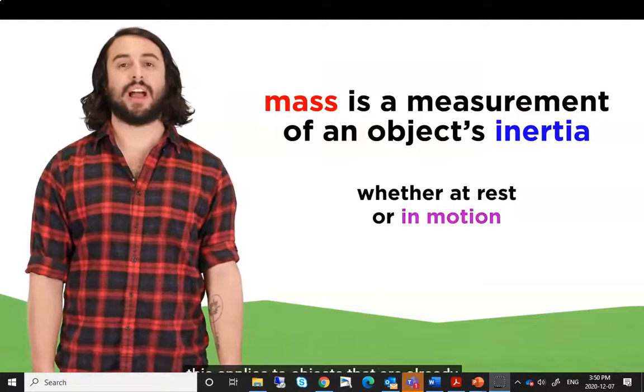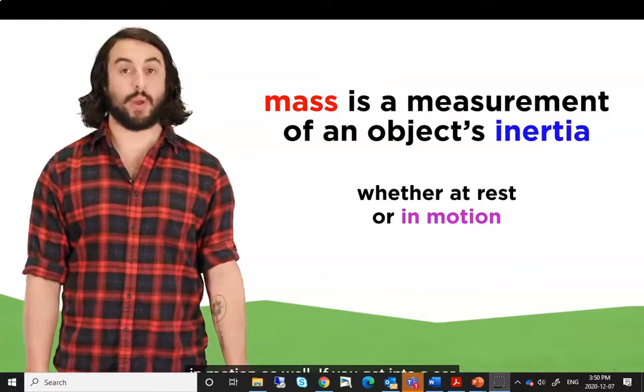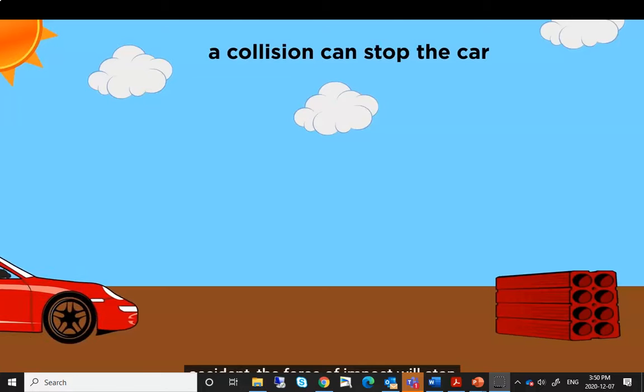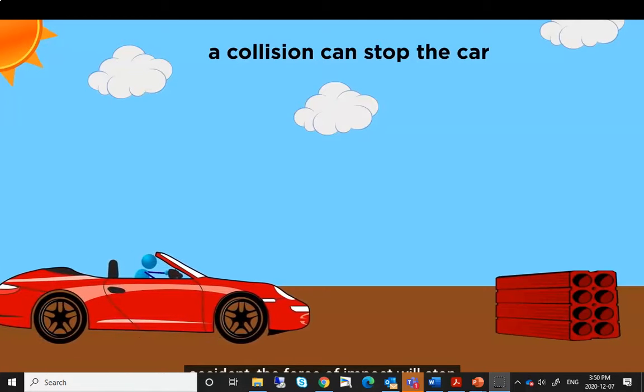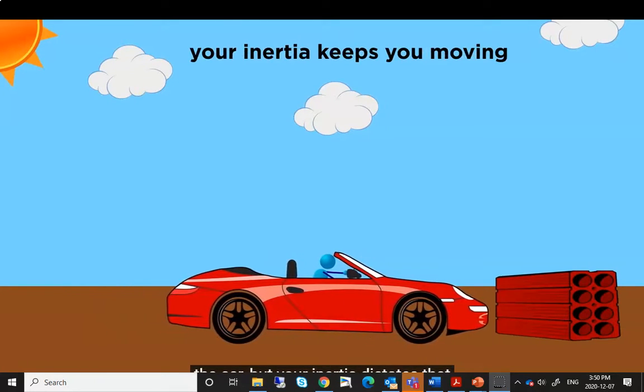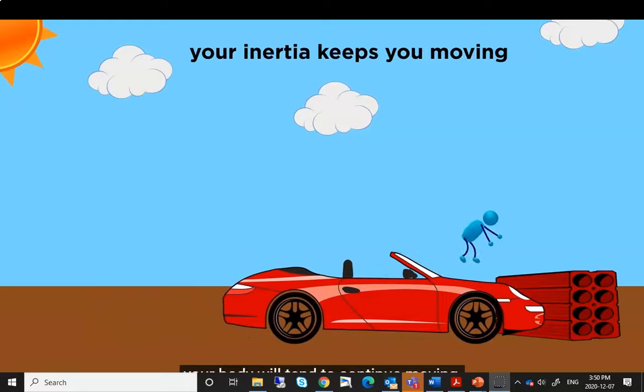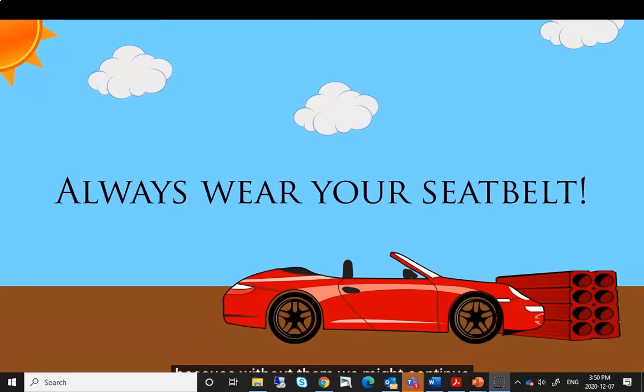As we said, this applies to objects that are already in motion as well. If you get into a car accident, the force of impact will stop the car, but your inertia dictates that your body will tend to continue moving. And this is why we wear seat belts, because without them, we might continue moving right through the windshield, which wouldn't be very fun.